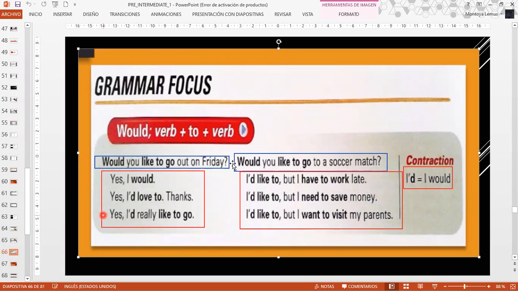Okay, another invitation. Would you like to go to a soccer match? I'd like to, but I have to work late. I'd like to, but I need to save money. I'd like to, but I want to visit my parents. Okay, any question here? No.